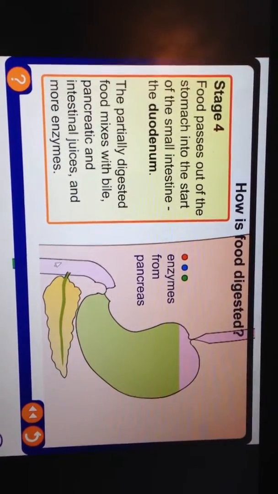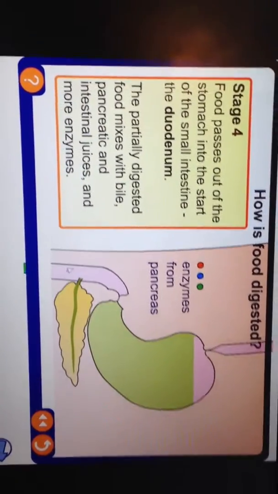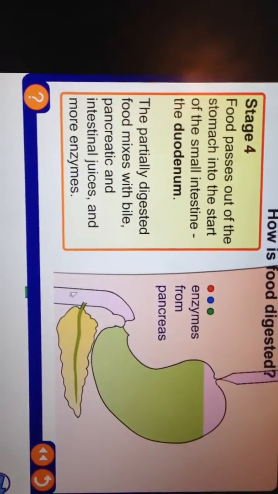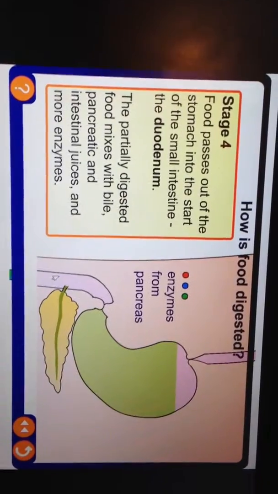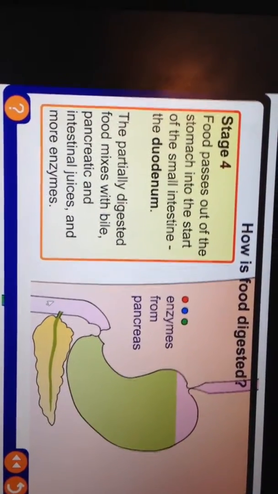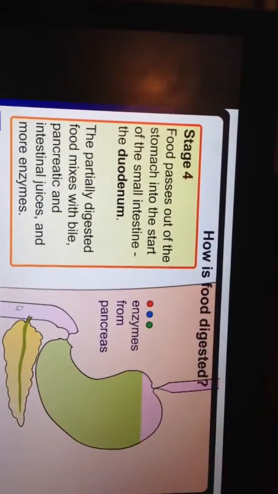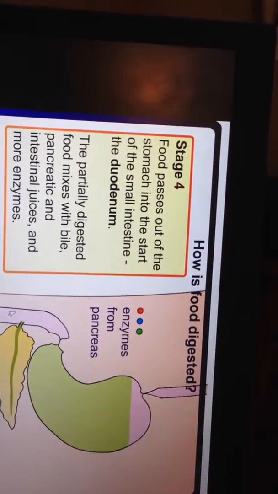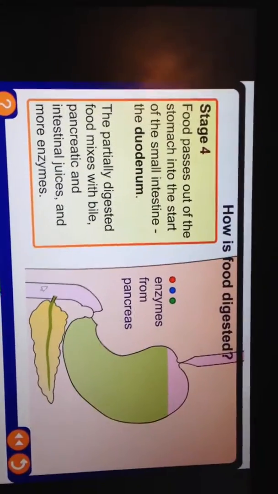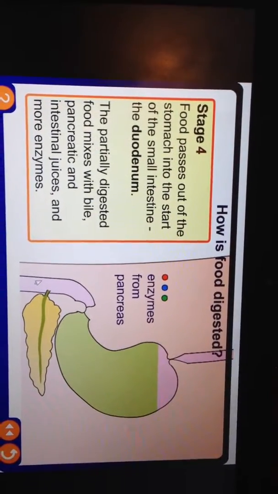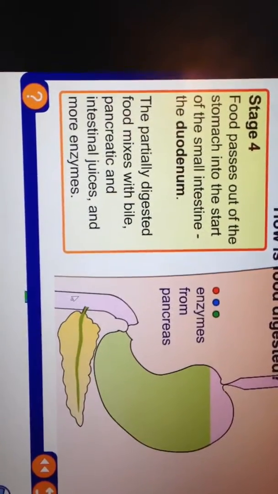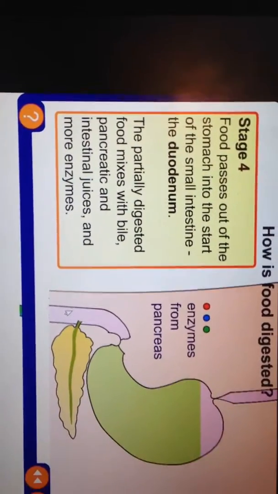It helps to emulsify the fats, so it creates a big surface area. If you imagine, it sort of chops them up a little bit, not breaking them down, but it chops them up so that you've got a bigger surface area, lots of little blobs of fats, so that the lipase enzymes can now act more quickly to break down the fats into fatty acids and glycerol.